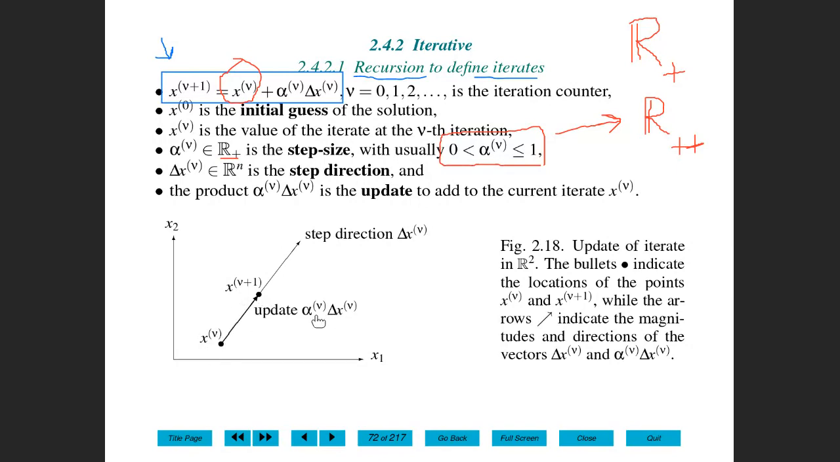And what is the update? The update is alpha delta x, right? And the step direction is given by delta x. Now just imagine that if the direction is opposite, then what would happen? You will not go in this direction, but rather you will go in the other direction, right? If I make it negative, then it will be in the opposite direction. If I multiply with minus, the direction will change. That is why determining the direction is very important.